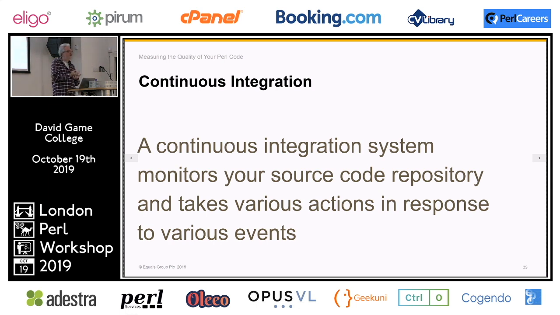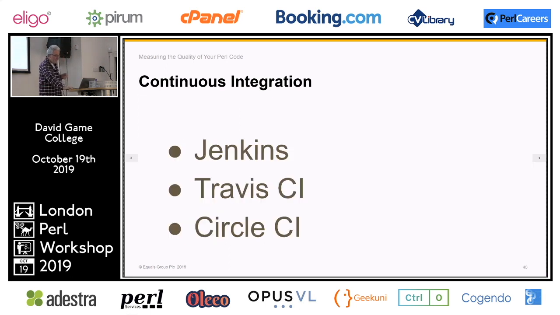Some of you may not have come across continuous integration yet. Basically, what we've got is a system that monitors your source code repository and will take various actions in response to various events. That's very waffly. What the hell do I mean by that? So there are 3 quite well-known continuous integration environments: Jenkins, Travis CI, and Circle CI. Jenkins probably has the lion's share of the marketplace at the moment.